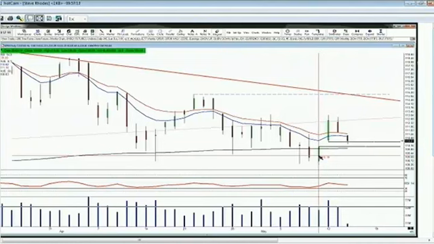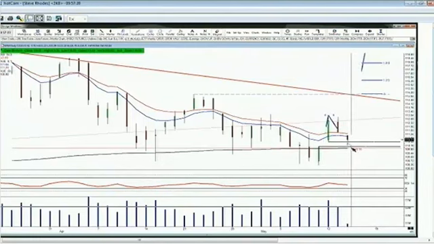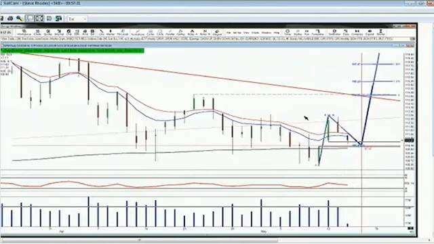And that means that if this area of support holds, and it is with lighter volume, well, then that could be setting up an A to B equals CD to the upside inside the IWM. That could take it right into the top of its descending price channel, right around the 115 range, 114.84 or so out here. So that is what's going on inside the IWM.